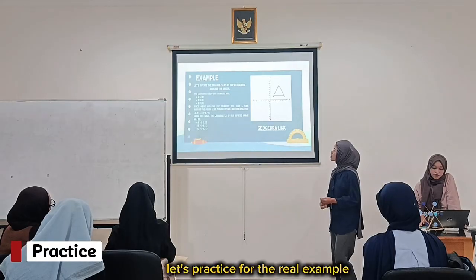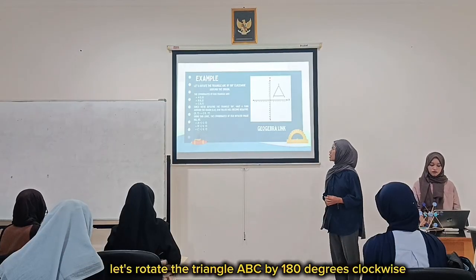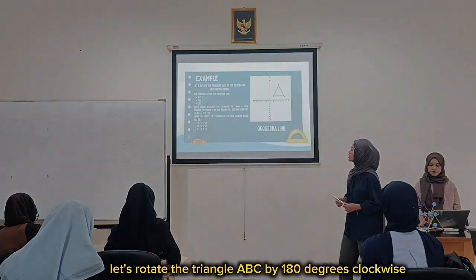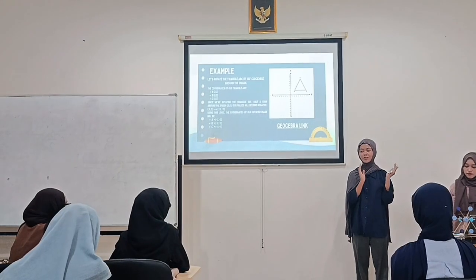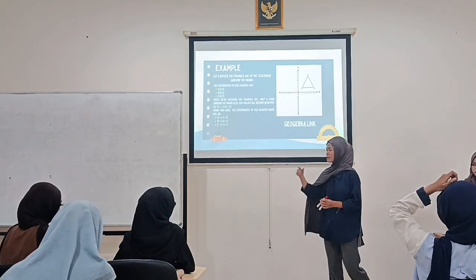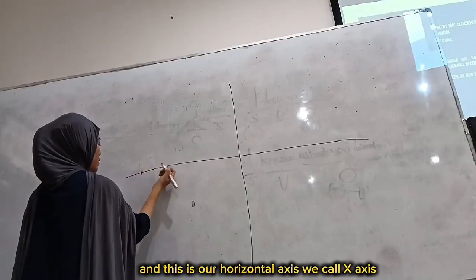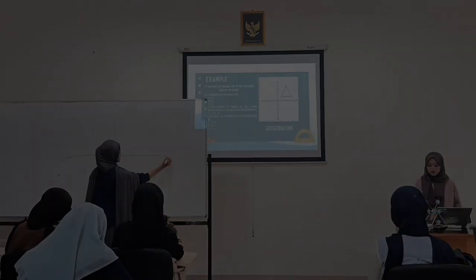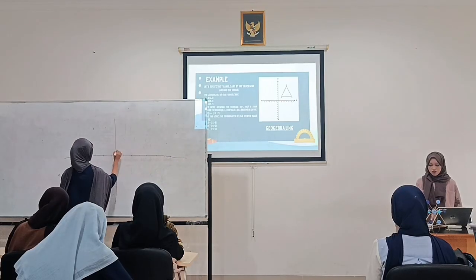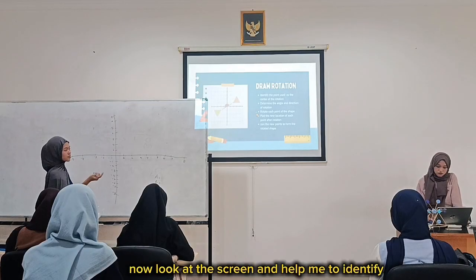Next, let's practice a real example. Let's rotate triangle ABC by 180 degrees clockwise around the origin. Okay, class, before we start our calculation, let's draw the Cartesian plane on the whiteboard. This is our vertical axis, we call it the y-axis, and this is our horizontal axis, we call it the x-axis.